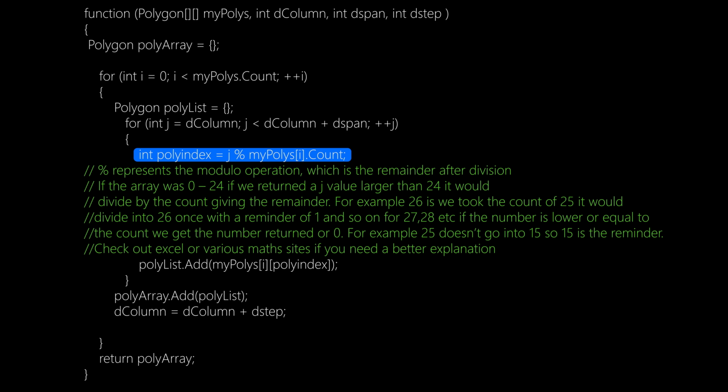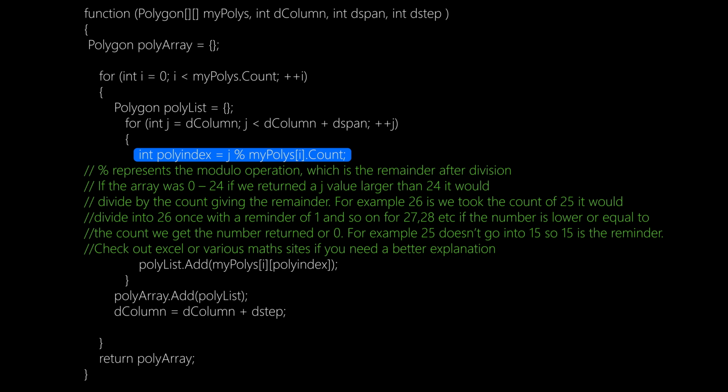And then what I want to do is use something called modulo, which is a mathematical way of working out the remainder. I've put a comment in here that says the percentage sign represents the modulo operation, which is the remainder after the division. So for example, if an array was 0 to 24 and we had a number larger than 24, we would get that result. If we had 26 and a count of 25, 26 would give the remainder of 1, so we'd be back to 1 again. And so on, 27, 28. As you loop around, it'll keep going and keep going.